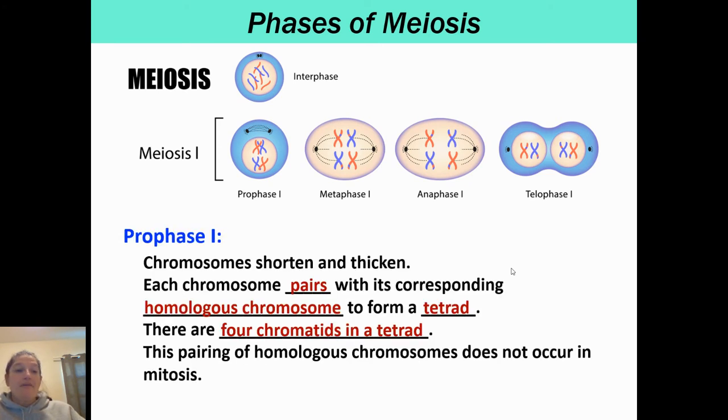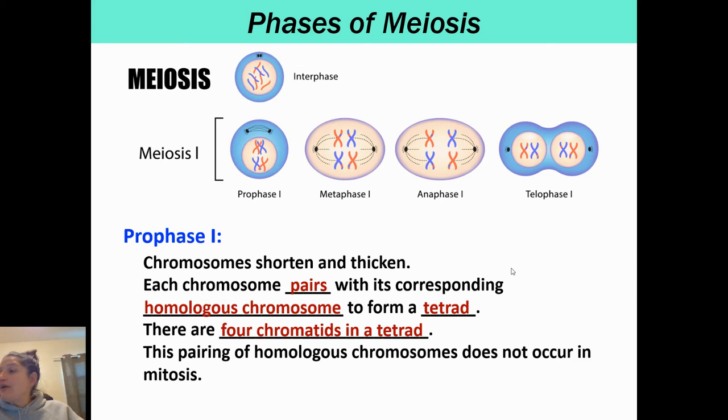All right, to me, prophase 1, this is like the best thing ever. This is probably the most important phase of meiosis because this is, well, one of the most important. So during prophase, just like before, chromosomes shorten and thicken. Big surprise. Chromosomes pair up with its corresponding homologous chromosome to form a tetrad. Okay, so again, they pair up with their homologous chromosomes. That's nothing new. There are 4 chromatids in a tetrad. The pairing of homologous chromosomes does not occur during mitosis. All right, so there is that.